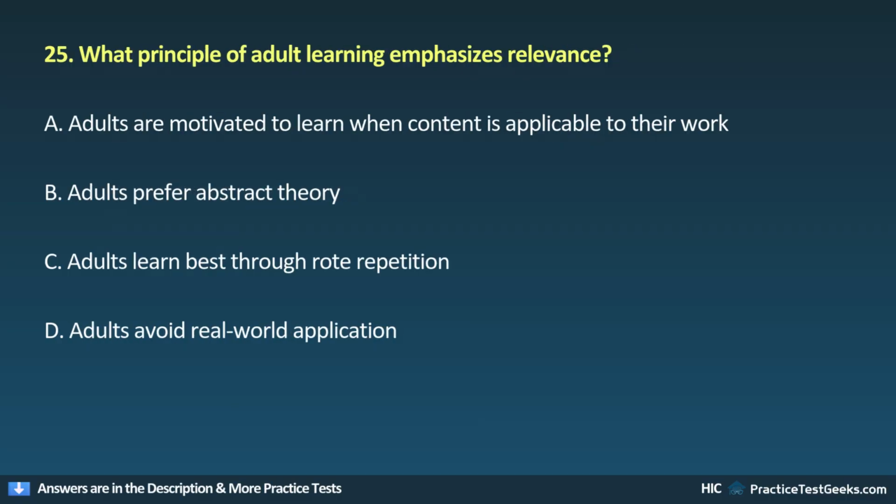25. What principle of adult learning emphasizes relevance? A. Adults are motivated to learn when content is applicable to their work. B. Adults prefer abstract theory. C. Adults learn best through rote repetition. D. Adults avoid real-world application.